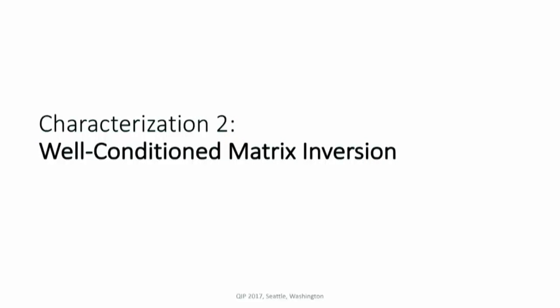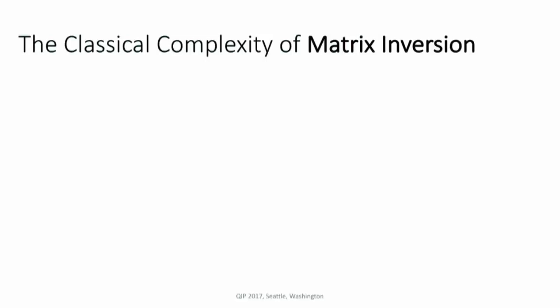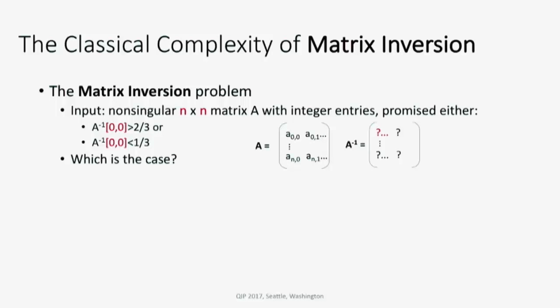All right, let me talk a little bit about matrix inversion. Let me tell you about the classical complexity of matrix inversion. Here's the problem I'm talking about. We're given as input an invertible n by n matrix A with integer entries, and we're promised that either a fixed element of the inverse of A is greater than 2/3 or it's less than 1/3.